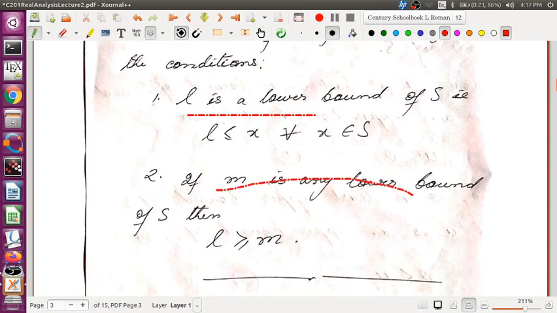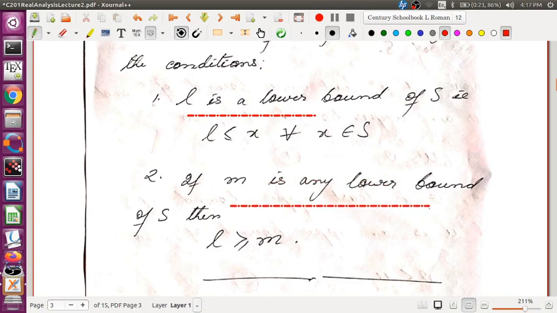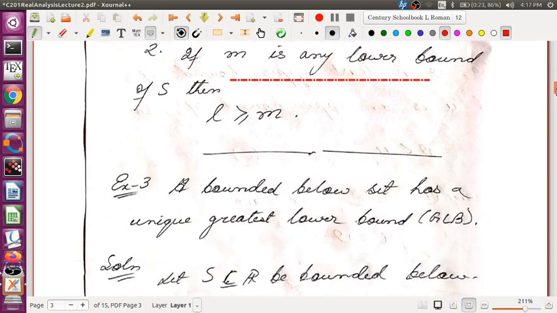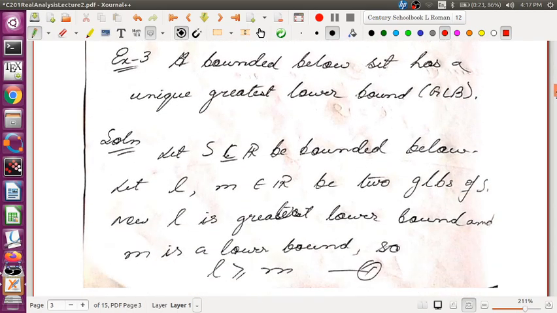And if M is any lower bound of S, then L should be greater than or equal to M, right? Because L is the greatest of all the lower bounds. So the relation between any other lower bound M and L will be L greater than or equal to M, right? So immediately we have this result. A bounded below set has a unique greatest lower bound. Okay.